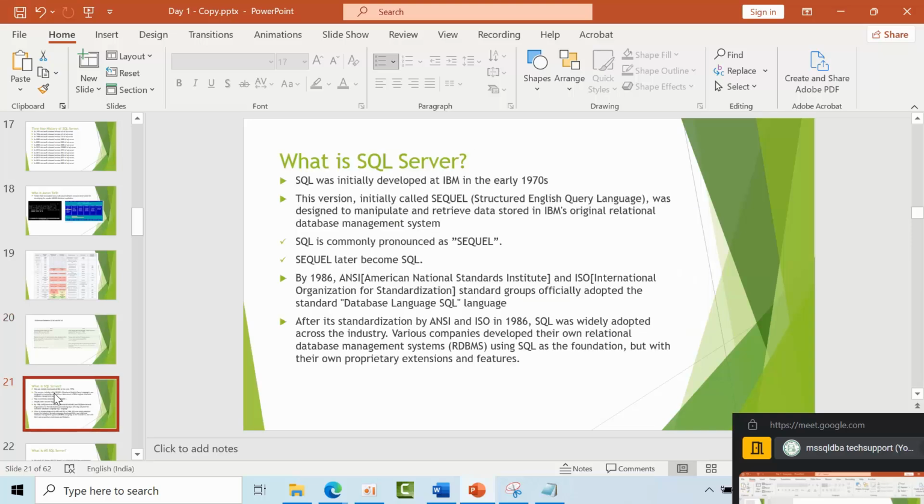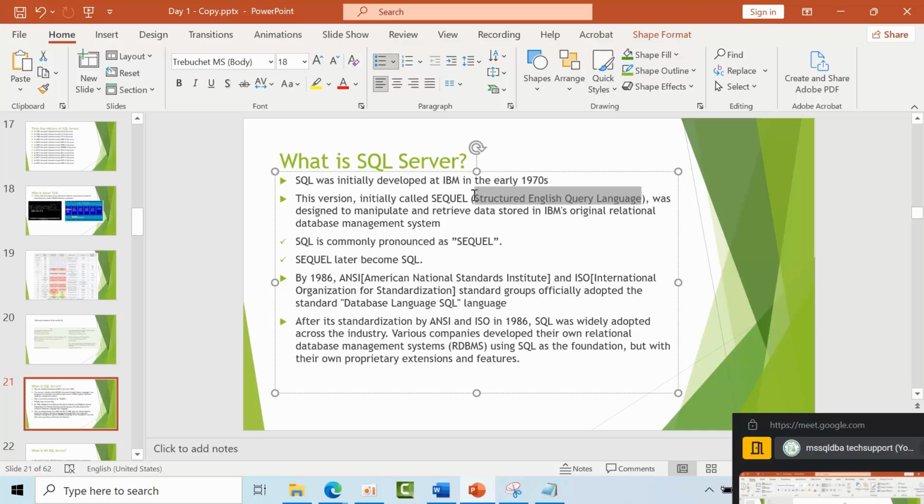Now we are entering into SQL Server. Sir, what is SQL Server? Initially, the SQL language was developed by IBM in the early 1970s. They used to call it SQL, Structured English Query Language.